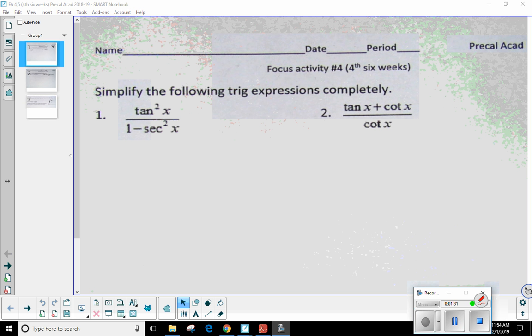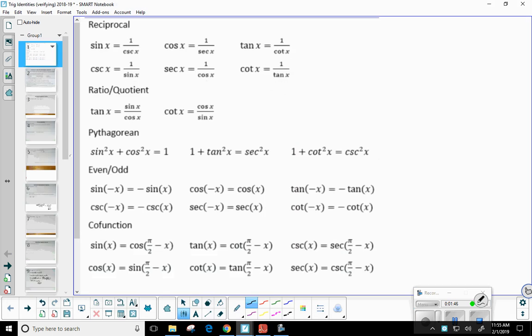So we're just practicing some more expressions, and these are kind of what you can expect to see on the test next Thursday. So number 1, we have tangent squared of x over 1 minus secant squared of x. And if I go ahead and pull this up, here's all the identities that we've been looking at. Okay, let's talk about that because it does look like it would come from the Pythagorean identity, right?